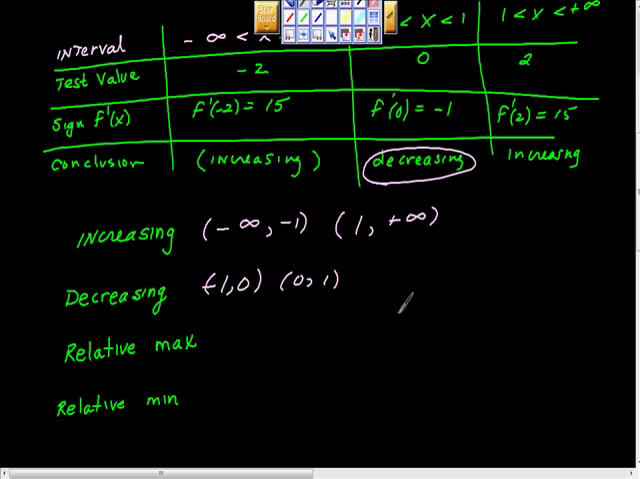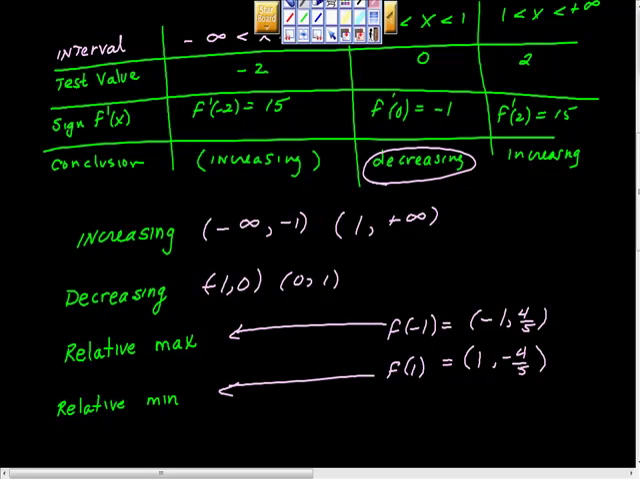Now let's find our relative maxes and mins. So what we're going to do is take these critical values. We had negative 1. So what's f of negative 1? I just plugged it into the function, and f of negative 1 gave us the point negative 1, 4/5, and f of 1 gave us 1 comma negative 4/5. So which is the max and which is the min? Well, this is the max right here, and this is the min here.